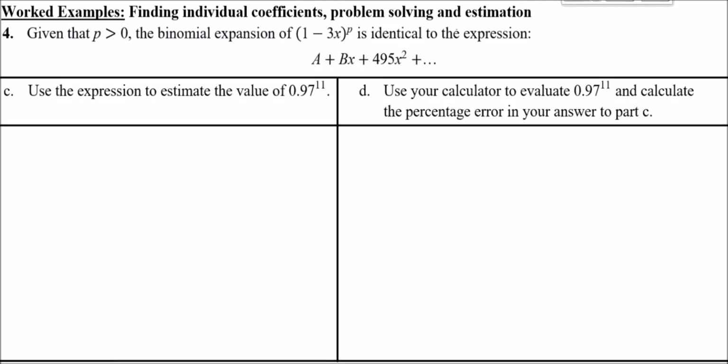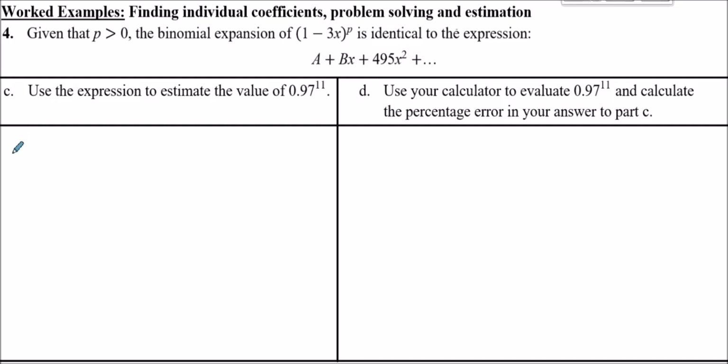Part C of this question. So we now need to use the expression to estimate the value of 0.97 to the power 11. So we've curtailed it to the first three terms, and so we're going to use these first three terms to estimate the value of 0.97 to the power 11.